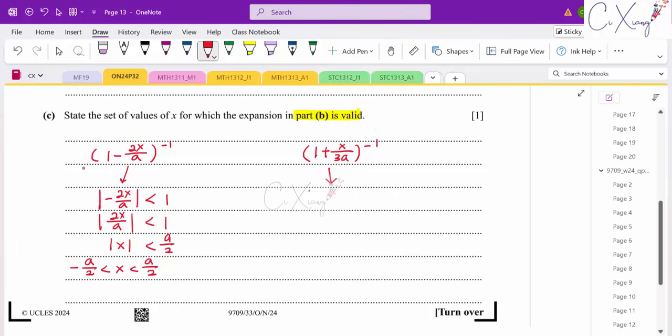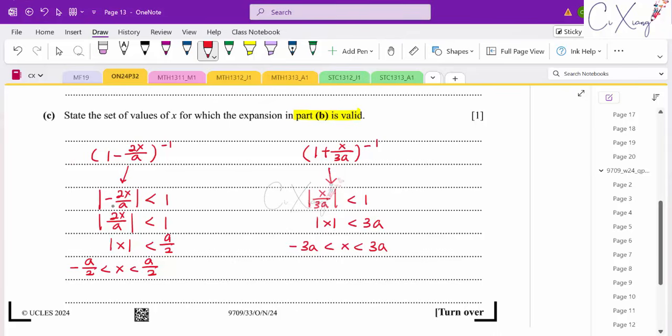Then how about for this bracket? Also the same thing. I have modulus of x over 3a smaller than 1. I just want to keep the x here, so modulus x is smaller than 3a. So if you try to expand it, x is between negative 3a and positive 3a.